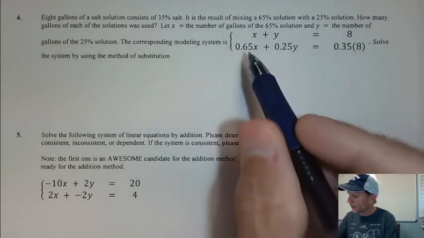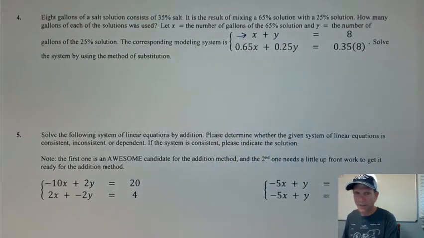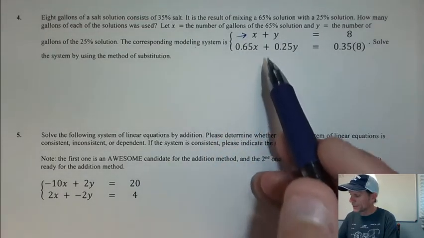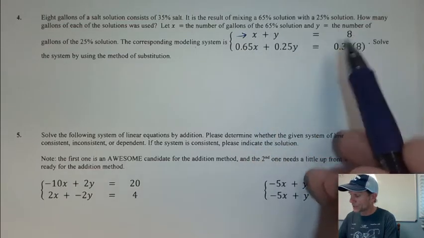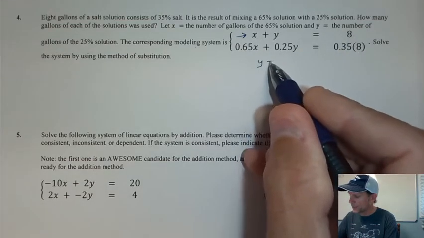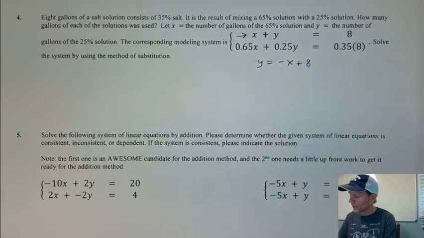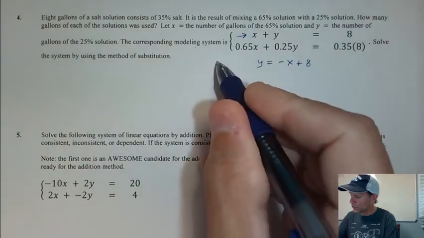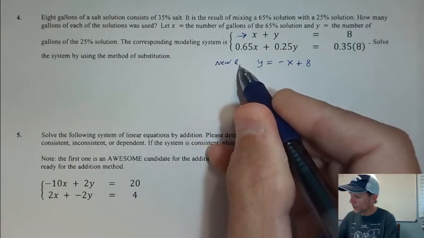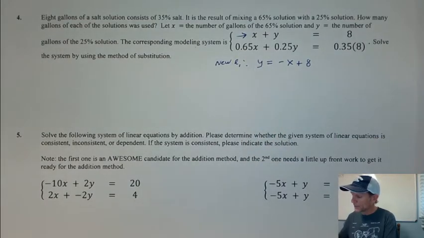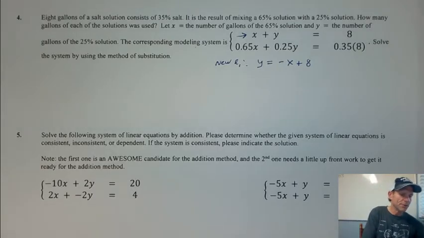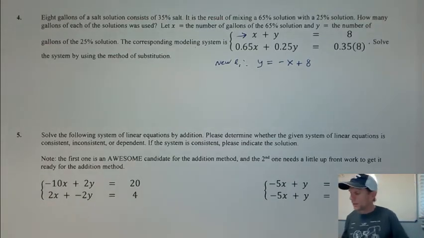So if I look at this first equation here, I can manipulate that pretty easily by moving my x to the other side. I can write it as y equals negative x plus 8. Okay, so I've isolated y, and I'll call this new equation L1. Now I'm going to take this value and substitute it into my other equation.